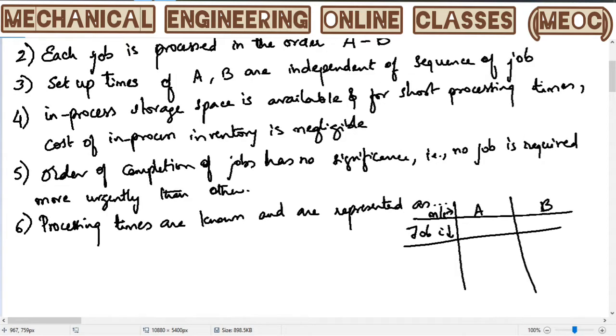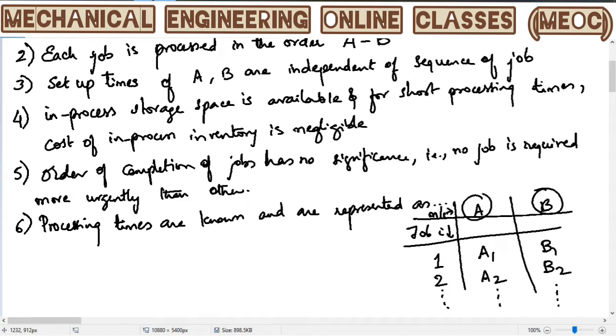And the processing times are also known and can be represented as a table. Say, for example, on machine A, job 1 will take A1 time and B1 time on machine B. For job 2, the processing times are A2 and B2 respectively on A and B, and so on. So processing times are represented as a table.